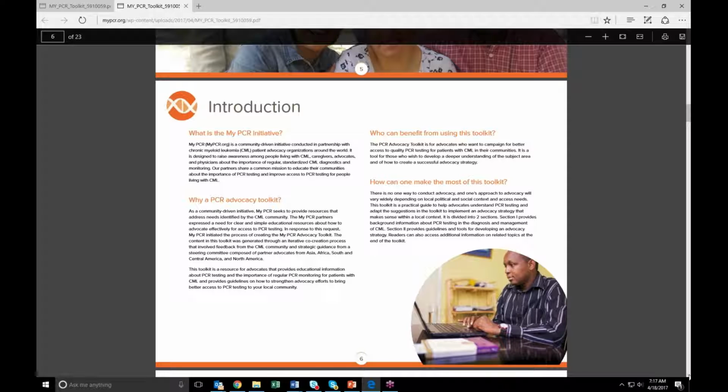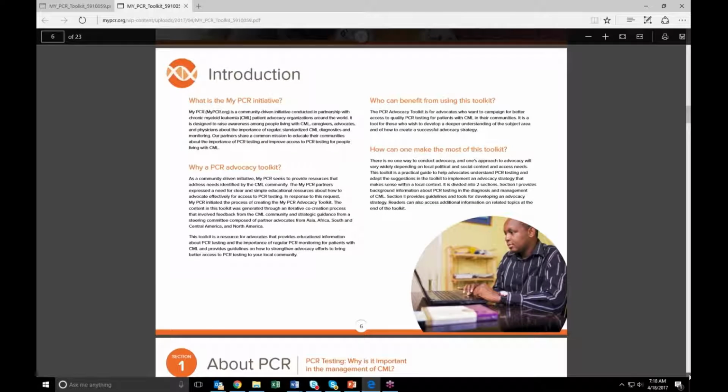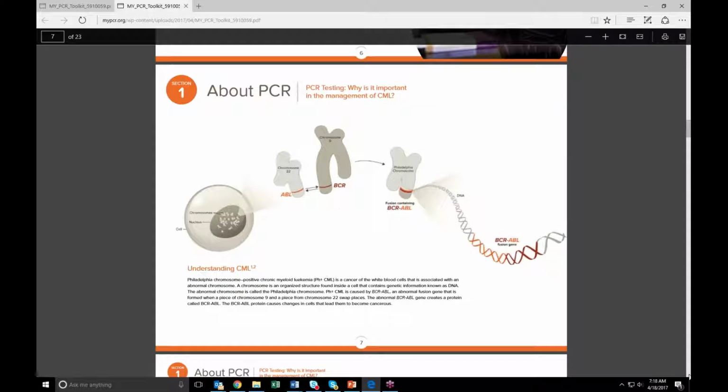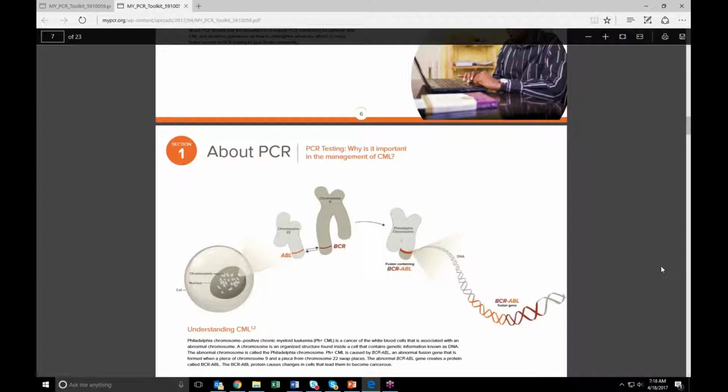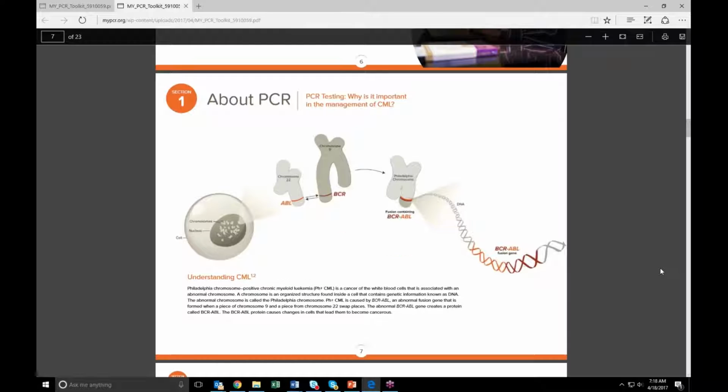But essentially, we have an introduction to the initiative itself and why we've developed the toolkit. Can I have the next? If we scroll down. Mm-hmm. And then we have one section on PCR and one section on advocacy.